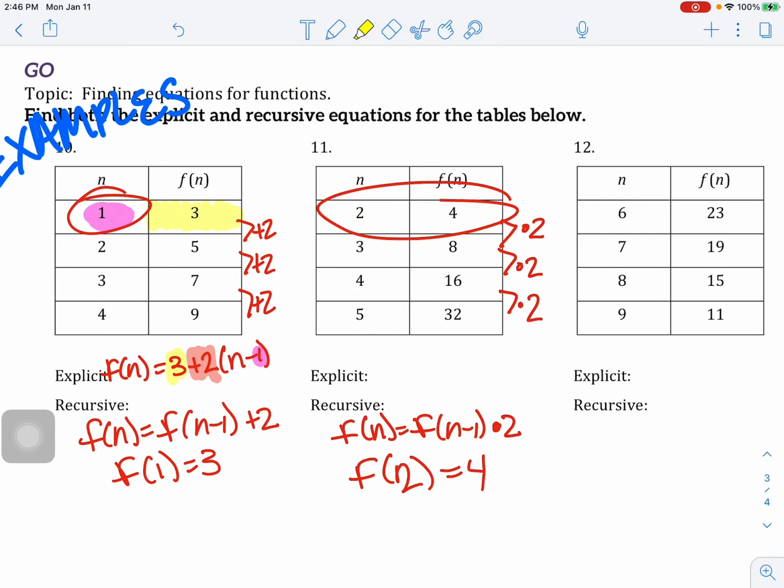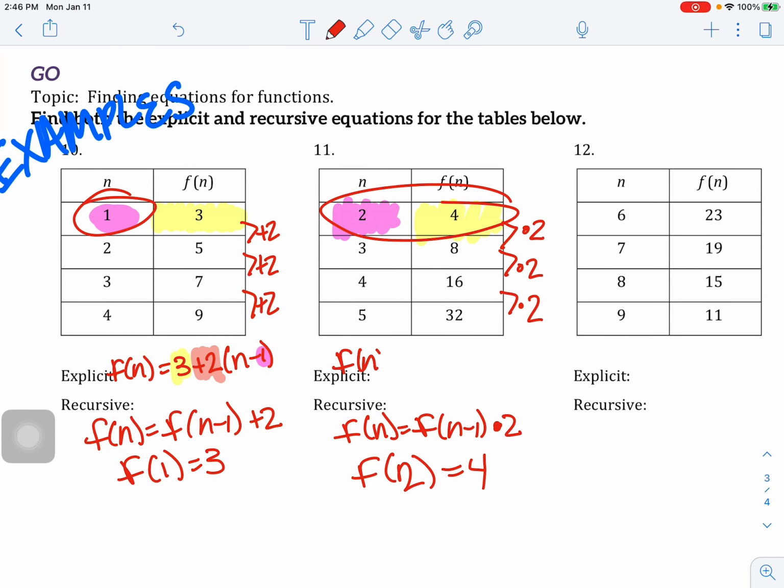So starting output is 4. Starting input is 2. So I'm going to do n minus 2 in my explicit. f of n equals, starting at 4, I multiply by 2 to the power of n minus 2.